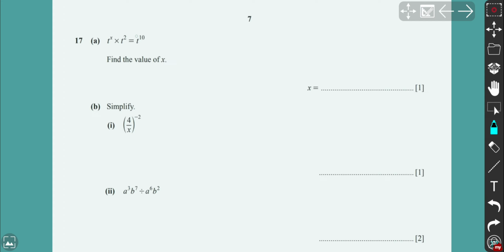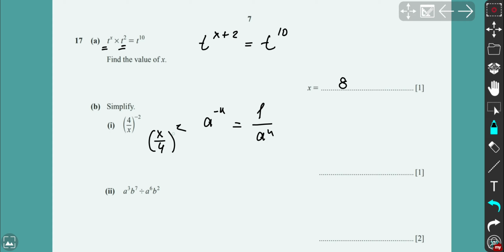So 2^x times 2^2 is 2^10. So x is going to be 8 because look, that's what I'm using. When you have the same base, you simply add the powers. x plus 2 is going to be 10, so I can literally say it's 8. You can do it mentally. So simplify, what does it mean? Simplify means you need to use the property for negative powers, so just simply flip the fraction. So in this case, if you apply this, you'll get x over 4 to the power 2, and that's the right answer. So x over 4 squared.